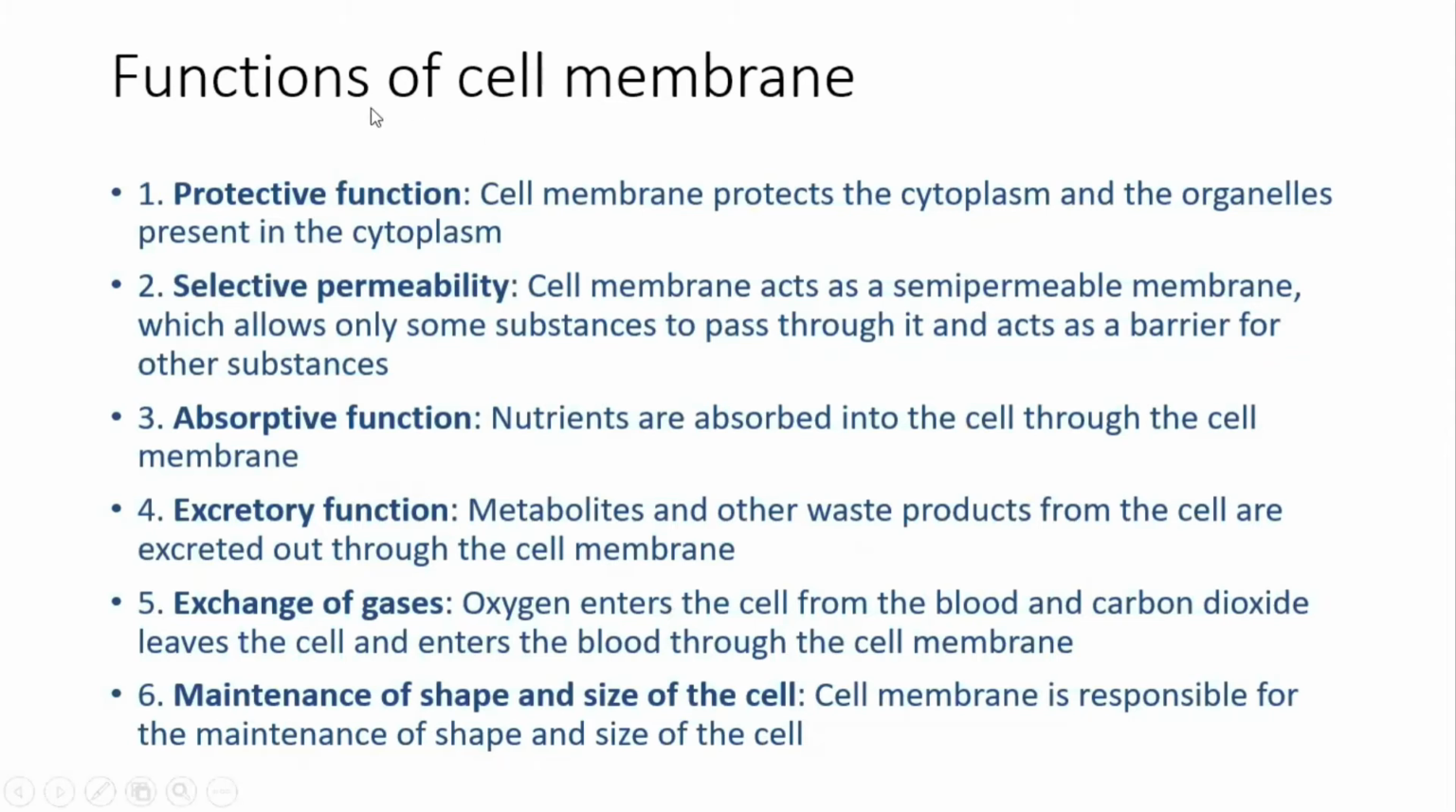Now let's go to the function of the cell membrane. What does the cell membrane do? First of all, it protects. As we said, it's like a wall, and we know walls protect stuff. So the cell membrane protects the cytoplasm and the organelles located inside the cell. And it has selective permeability. As I said, it's permeable to only some substances. It is a semi-permeable membrane, which allows only some substances to enter the cell, and it's a barrier to other substances.